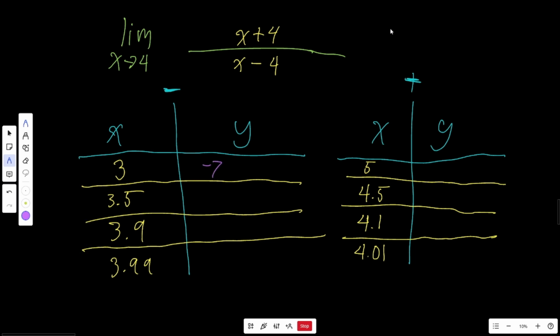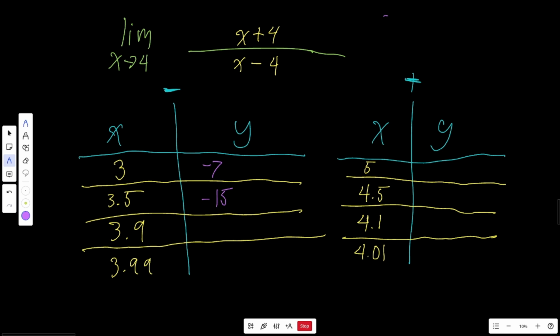Now let's try 3.5. We'll get 7.5 over negative 0.5, which is equal to negative 15, because this becomes 2 over 1. Yes, so that's negative 15. 7 and negative 15.